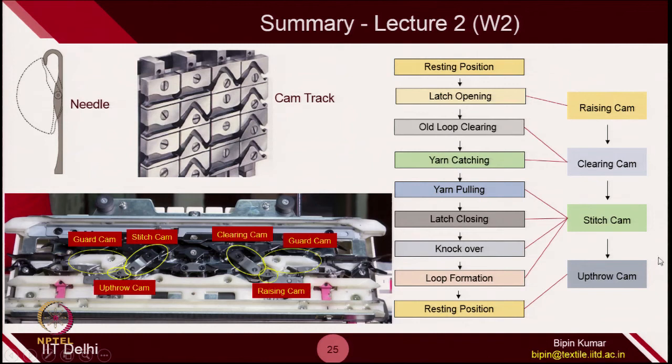Similarly, the positioning of the raising, clearing, stitch cam and up throw cam on the cam jacket is also synchronized in a certain way. First the needle butt interacts with the raising cam to do this particular operation of knitting, then it interacts with the clearing cam to do these two operations of loop formation, then it interacts with the stitch cam, and you can see how important the stitch cam is because it helps in yarn pulling, latch closing, knocking over, and loop formation, and finally the up throw cam, which makes sure the needle remains in the same starting position, which is the resting position. So with this we are going to stop this needle cam interaction in this lecture.